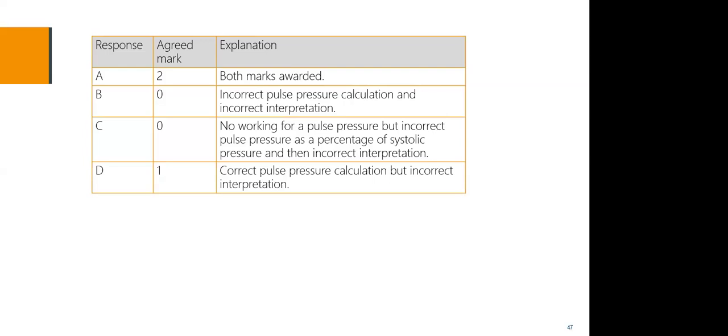Right, the marks that were awarded: the first one got both marks. They calculated it correctly and interpreted it correctly by saying they were healthy. B didn't get any marks because the pulse pressure was incorrectly calculated by giving 5.2 instead of 5.3.